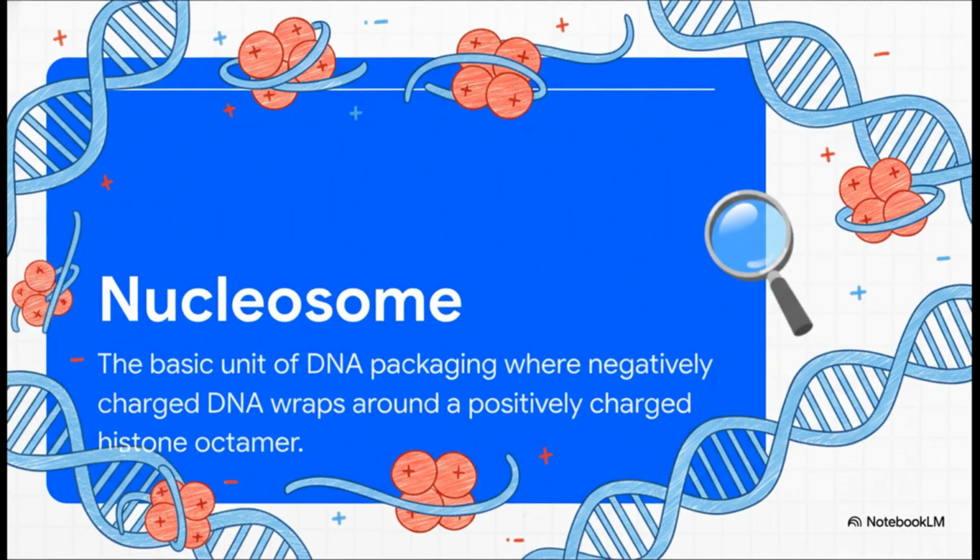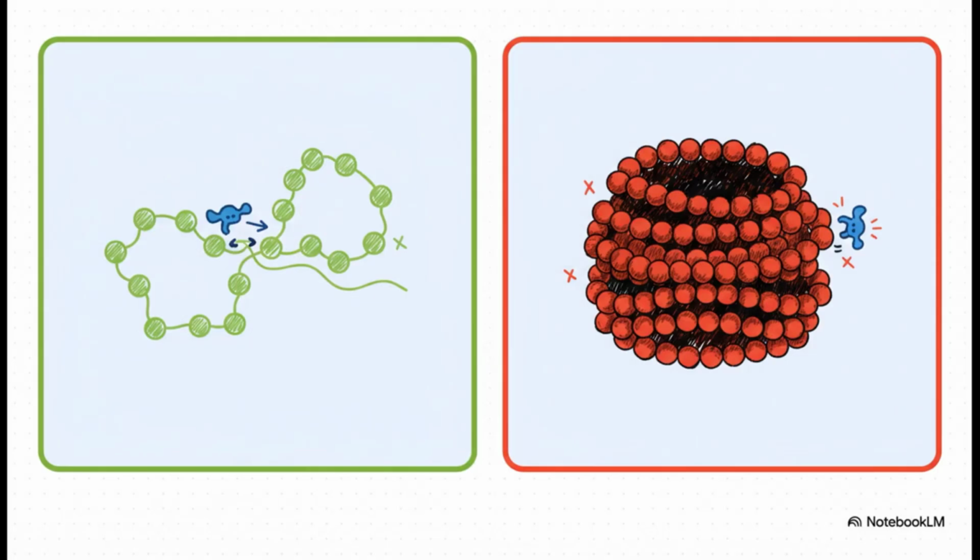So, how do you solve that 2-meter-long string in a tiny cell problem? You use some very clever packaging. The DNA, which has a negative charge, is wrapped around a core of positively charged proteins called histones. This structure, DNA wrapped around 8 histones, is called a nucleosome. It's kind of like beads on a string, and it's the very first level of getting all that DNA packed in.